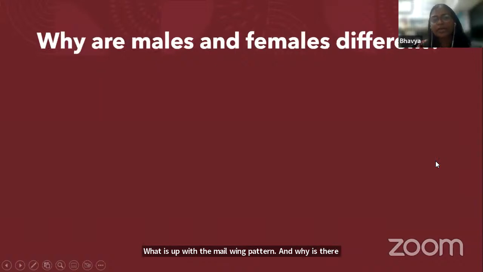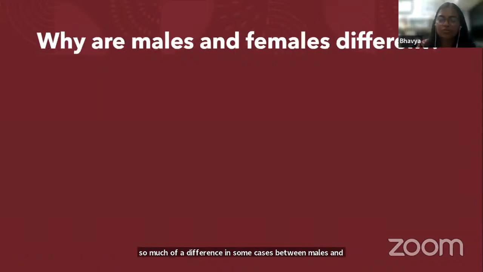That's exactly one of the questions that a lot of groups have also tried to understand: why are there male-female differences in wing patterns in butterflies? But let's just put this at the back of our heads for now. Let's come back to this question.